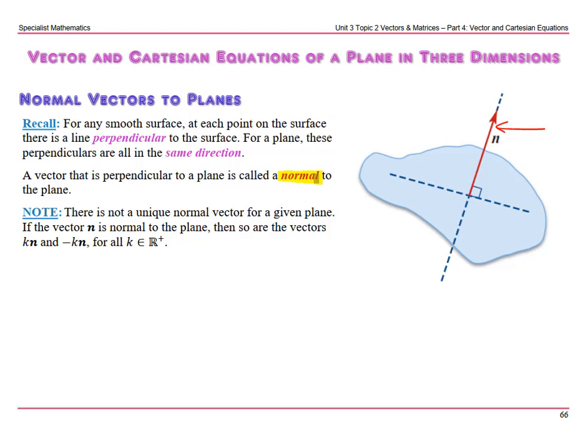Now, there is not a unique normal vector for a given plane. If the vector n is normal to the plane, then so are the vectors kn and negative kn, for all k an element of the reals.